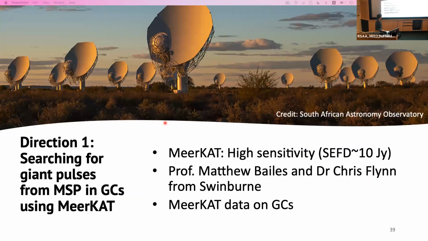So how do we do it? We are using MeerKAT data, which is located in South Africa. It has very high sensitivity, which is 10 Jansky. And actually we have a connection with Matthew and Chris from Swinburne, so we can get MeerKAT data on globular clusters. So trying to find giant pulses or even FRBs from them will be the project I will do.